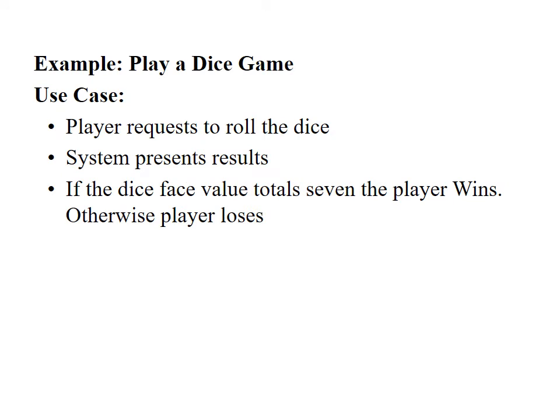I have chosen a play dice game to understand the entire concept. Right? What is the use case of this dice game? The player requests to roll the dice. Yes, I am going to roll the dice. The system presents the results. If the dice face value totals 7, the player wins. Otherwise, the player loses. This is the goal I set for the developer. So that is the use case I have given.